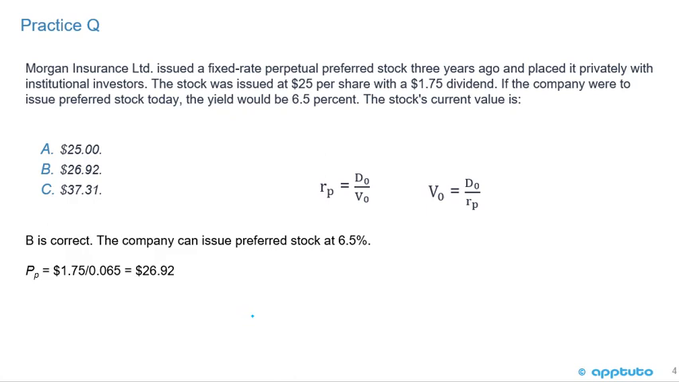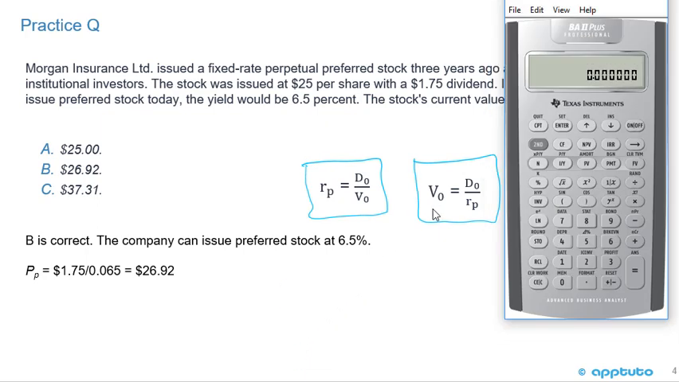In this case, we put the question to calculate the price, even though the LOS is to calculate the yield, but I just wanted to show you can do it both ways. So remember, to calculate the price of a preferred stock, it's the dividend divided by the yield. And to calculate the yield, it's the dividend divided by the price. In this question, we were asked to calculate the price. We have the dividend of 1.75 and we have the yield of 6.5%. So we just do 1.75 divided by 0.065 and we get a price of $26.92. So the correct answer for this one was B.